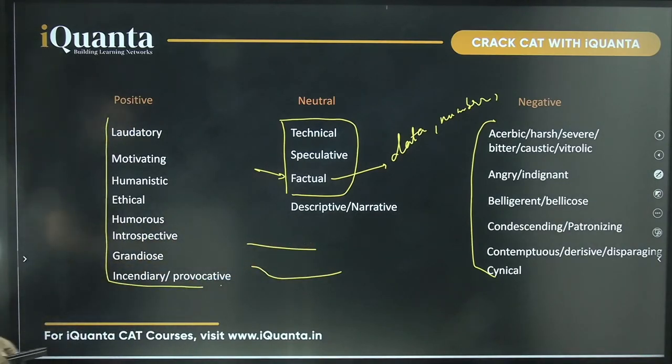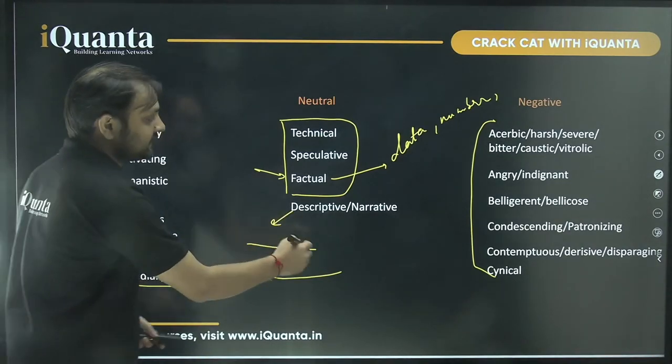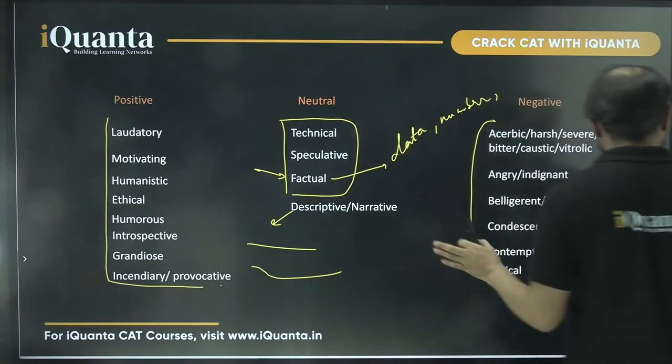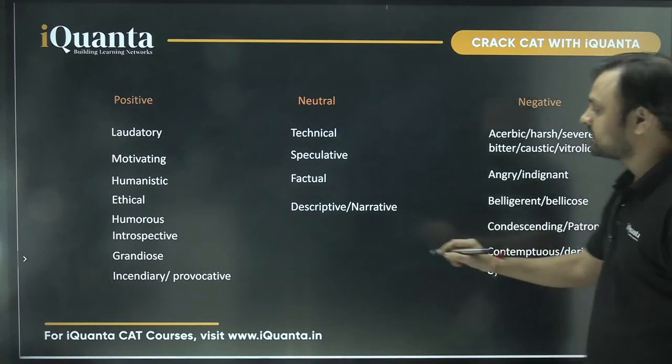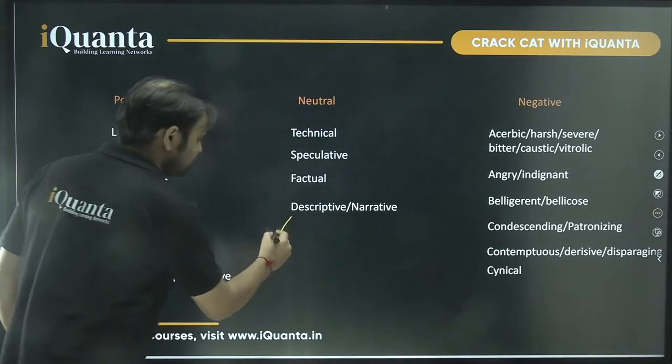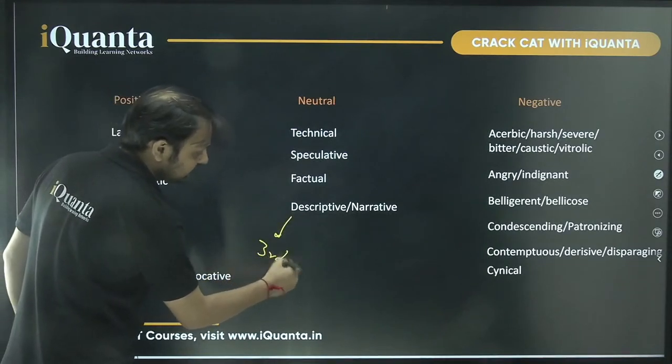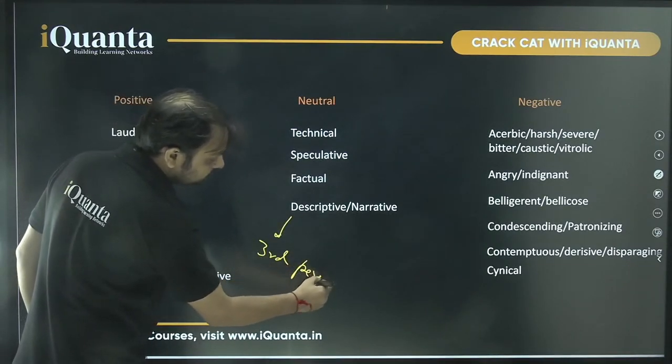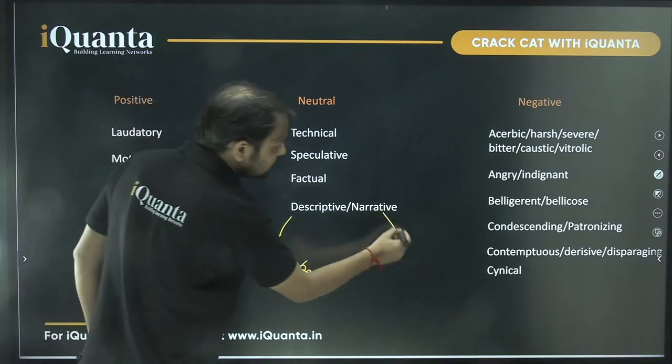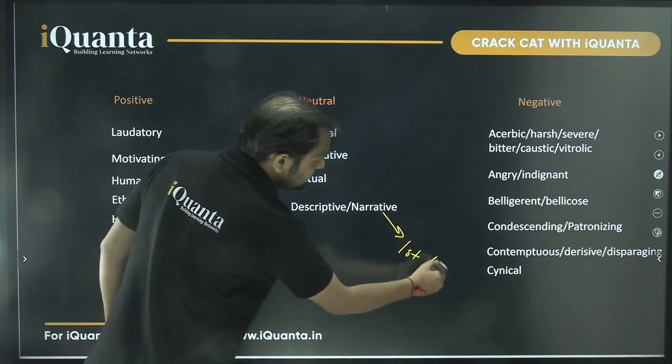Then we have this descriptive and narrative. This is more than tone, this is again a style of writing. So a descriptive style of writing is third person narrative, and narrative style of writing is first person narrative.